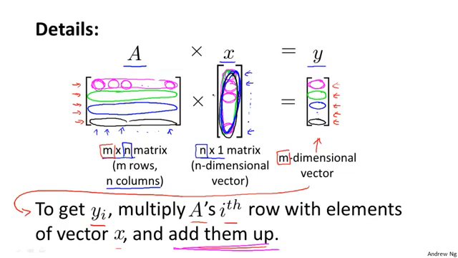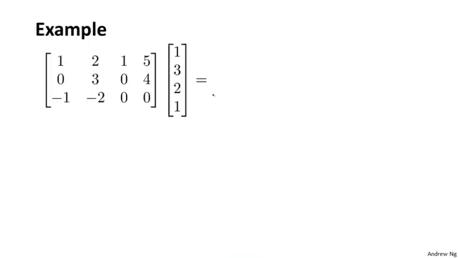Let's do one more example. Here's the example. Let's look at the dimensions. This is a 3 by 4-dimensional matrix. This is a 4-dimensional vector, or a 4 by 1 matrix. And so the result of this product is going to be a 3-dimensional vector. So I'm going to write a vector with room for 3 elements.